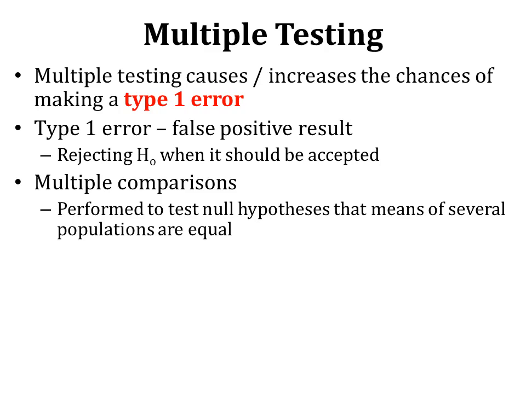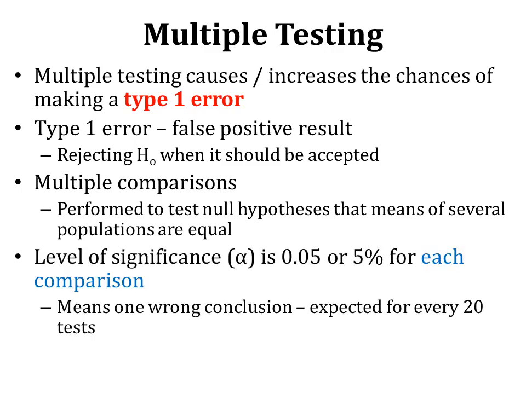if you're going to perform a single statistical test, what is your desired level of significance? Your desired level of significance is 0.05, right? And if you're going to do multiple tests, then you have 0.05 for each of these tests. So the level of significance is 5% for each of these comparisons, which means that there could be one wrong conclusion expected for every 20 tests. So if you're going to perform 20 tests in a single experiment, then there is a chance that one of those conclusions is wrong, right?